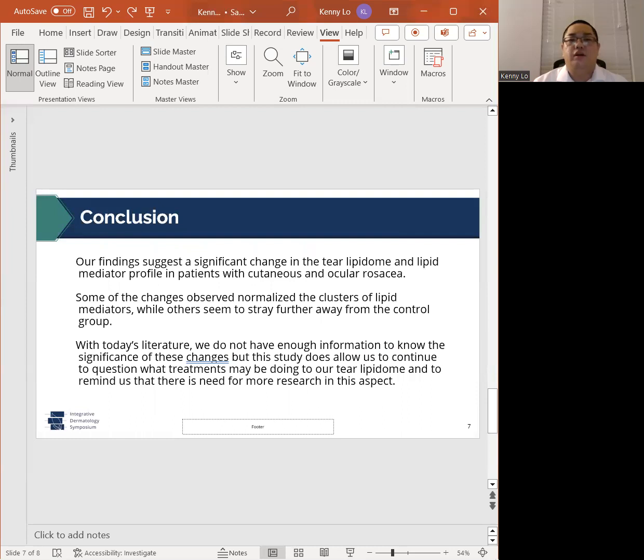So to reiterate, our conclusion from conducting this trial suggests that there is a significant change in the tear lipidome and lipid mediator profile in patients with cutaneous and ocular rosacea. When subjects were treated with doxycycline, the clusters of lipid mediators were affected and some normalized, while others strayed farther away in comparison to the control group. While we do not know the significance or the benefits of these changes, this study does allow us to question what treatments may affect our tear lipidome, and that further research is required to fully understand the effects of these changes.